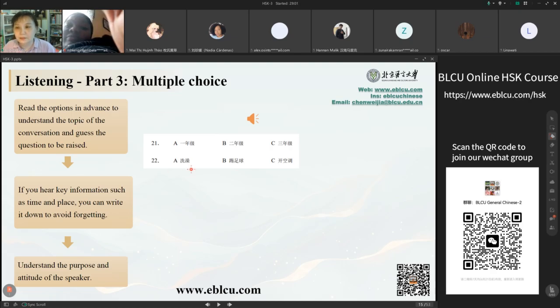And sometimes there are numbers, time, some important place, name. You can make some notes on the test paper in case you forgot it. Okay, and also you need to understand the purpose and attitude of the speaker too. Let's take a look at these examples, 2 examples. So 21, you can try predict what kind of question the recording will ask according to the 3 options.